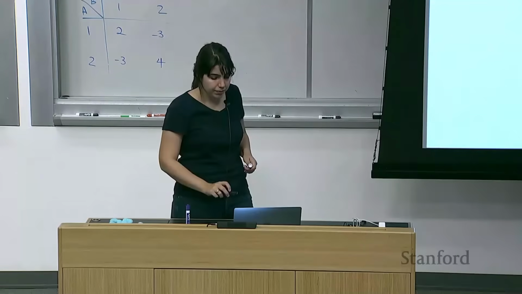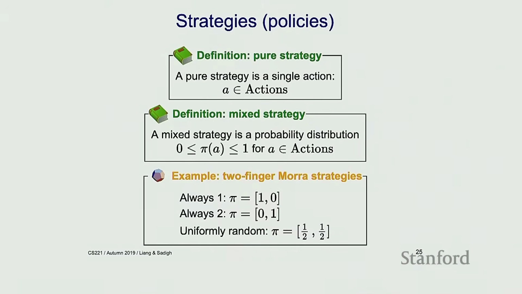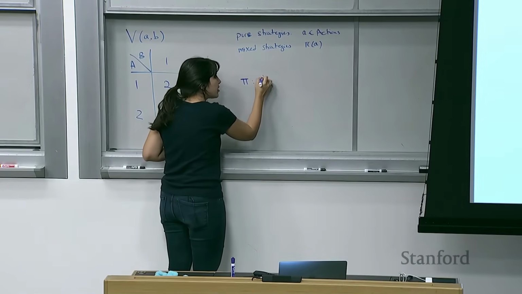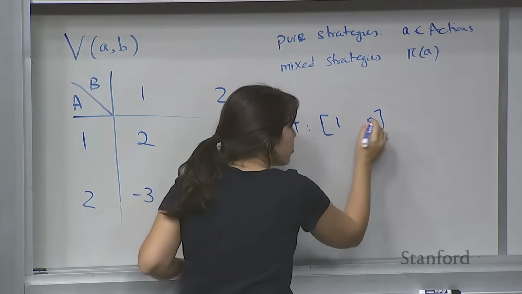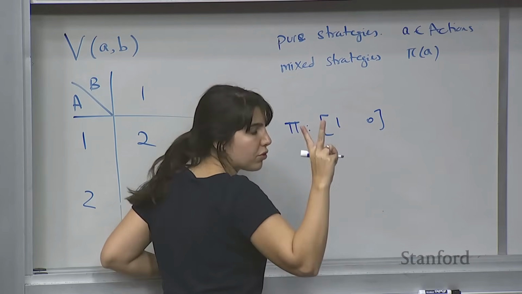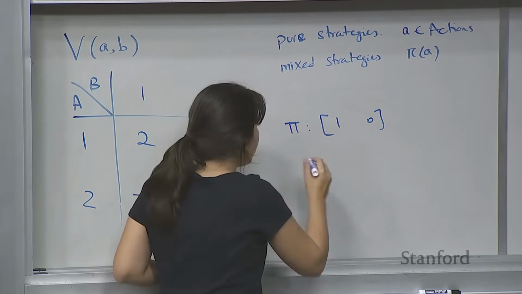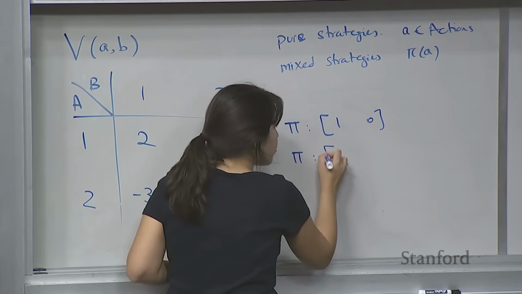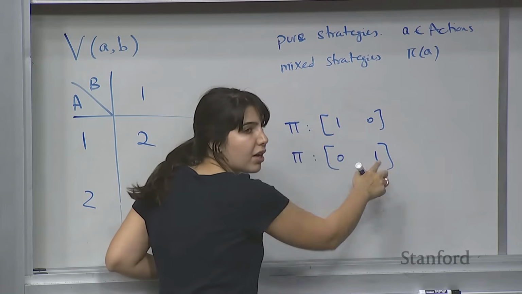All right. So here is an example. If you say, I'm going to always show you 1, then you can write that strategy as a pure strategy that says, with probability 1, I show you 1, and with probability 0, I show you 2. So let's say the first column is for showing 1, the second column is for showing 2. So this is a pure strategy that says, always I'm going to show you 1. If I tell you, I'm going to show you 2, then I can write that strategy like this, right? With probability 1, I'm always showing you 2.